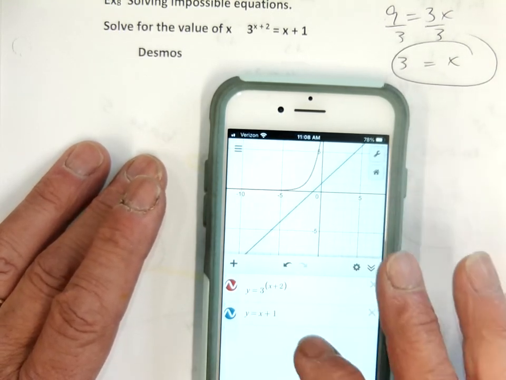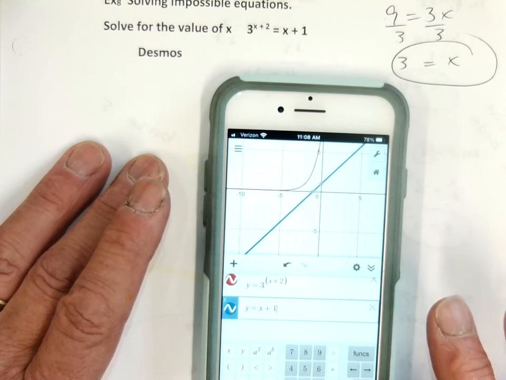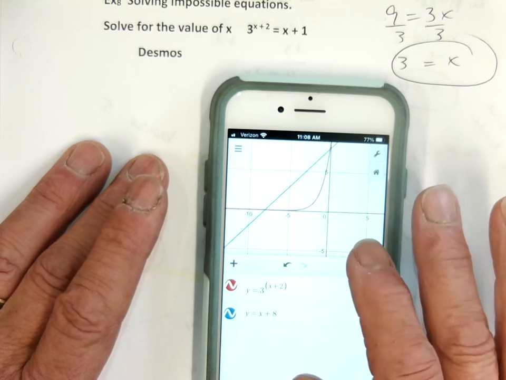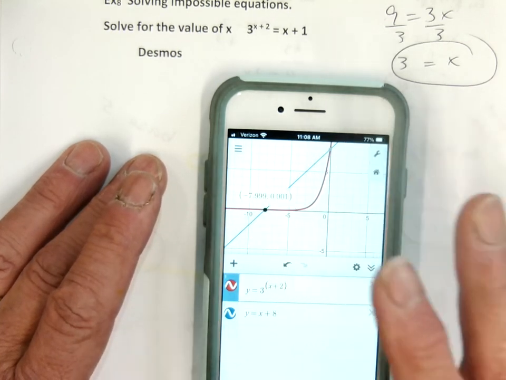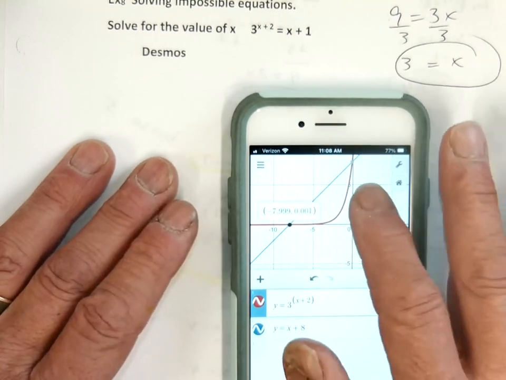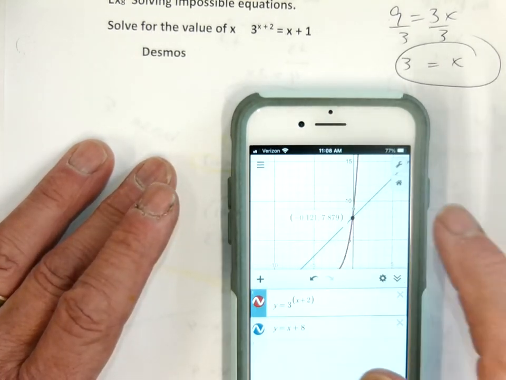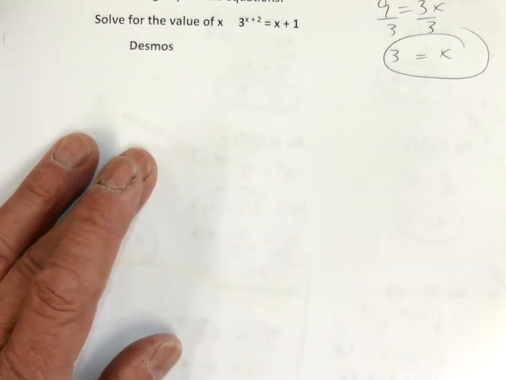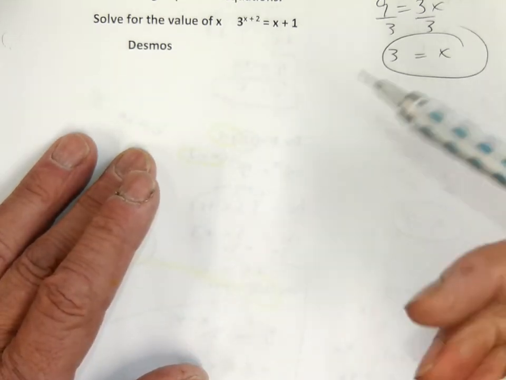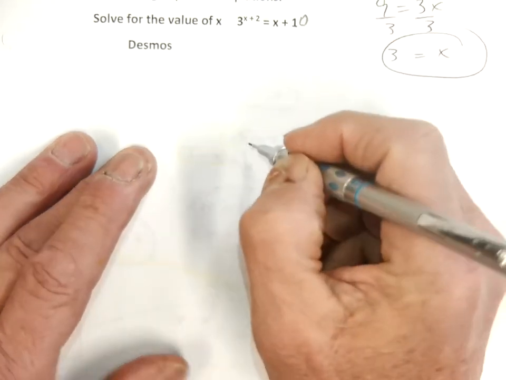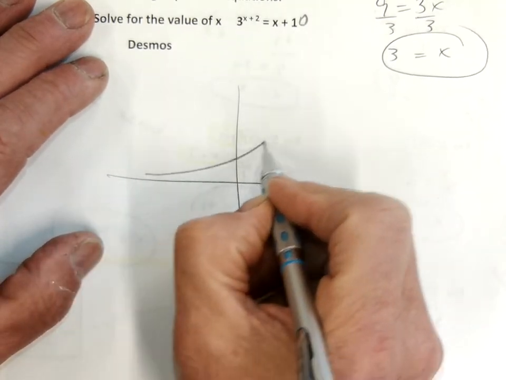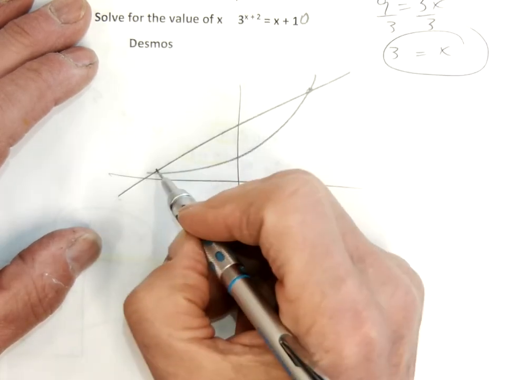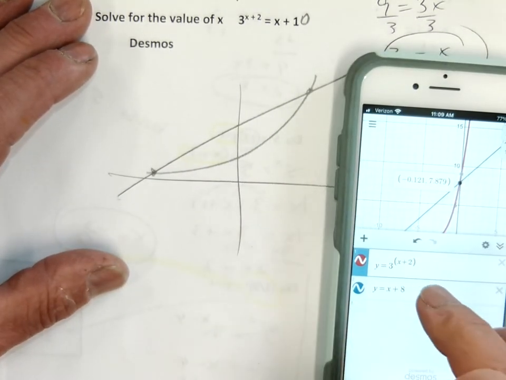Well, let me change this for the fun of it. Let's make this an x plus 8. There we go. So I changed it. You could tap on it. There's an answer. Yeah, I should probably just change this to 10. I'll do that next year. Doesn't help you guys. And then I get 2 points of intersection, but the only way I can get it is through Desmos.